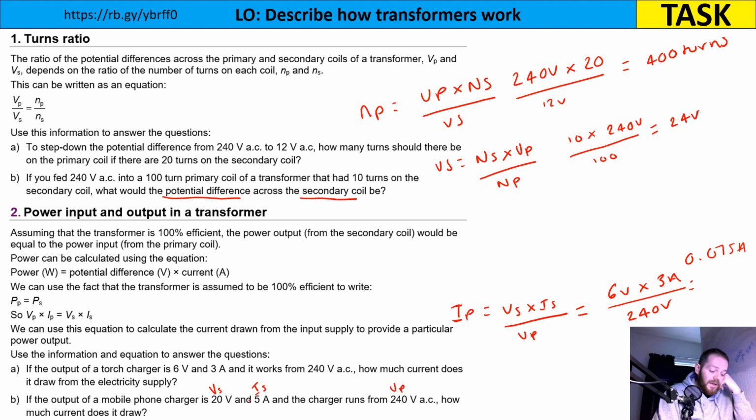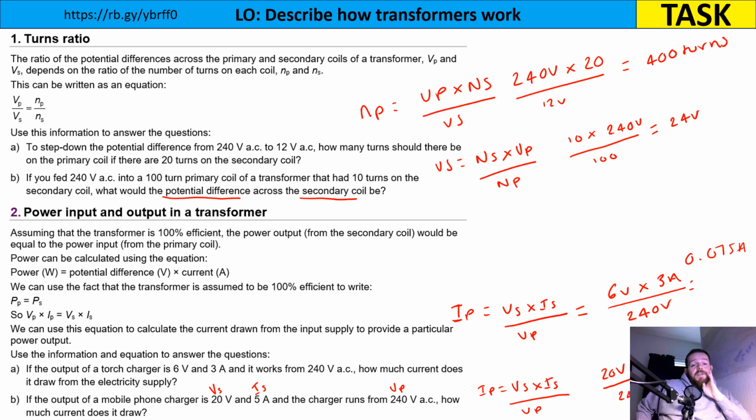So what is it we're left with? VP, VS, IS, so it must be IP. It's the same equation as before. IP equals VS multiplied by IS divided by VP, and if we stick the numbers into that, VS was 20 volts, and then we're multiplying that by IS, which is 5 amps, which would give us 100, wouldn't it? And then we're dividing that by the primary voltage, which was 240 volts. If you calculate that, you get 0.41666 recurring, but we'd round that, wouldn't we? So it'd be 0.417 amps.